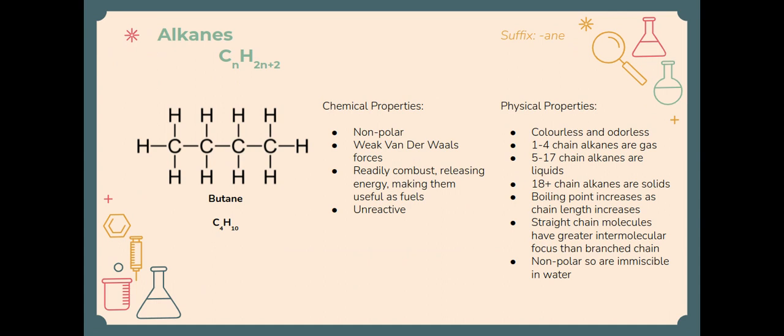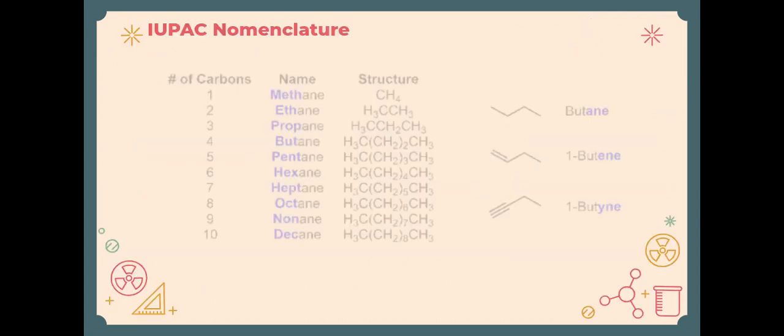As seen here, butane is an alkane with a chain of 4 carbons. As you can see, the length of the carbon chain directly impacts its state of matter, i.e. butane is a gas.